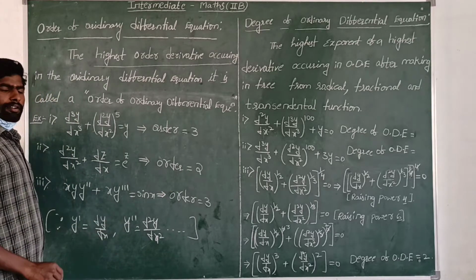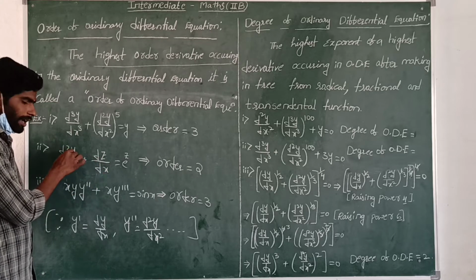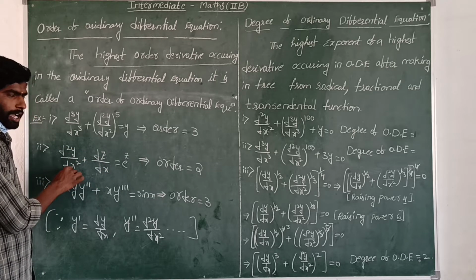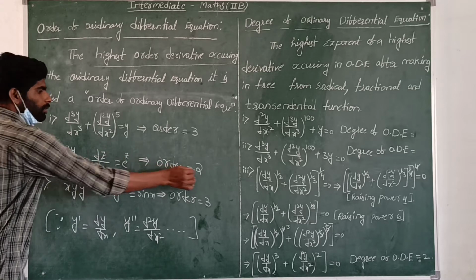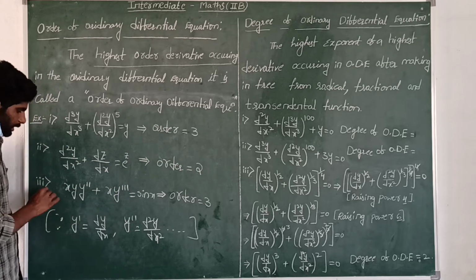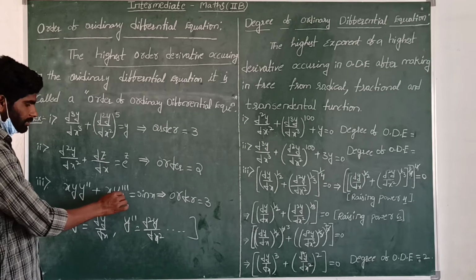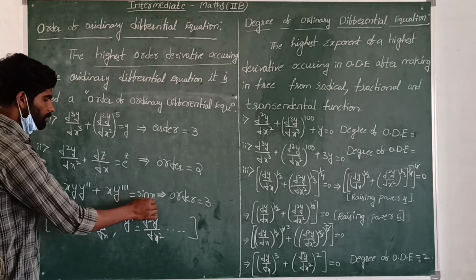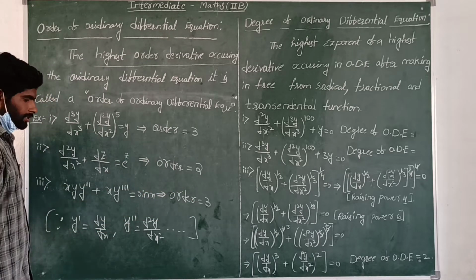Why am I writing order equals 2? Here dz by dx, here d square y by dx square. I mean that the highest order appearing is 2. So here the order equals 2. Third one: x y double dash plus x y triple dash is equal to sin x. Here the order equals 3.